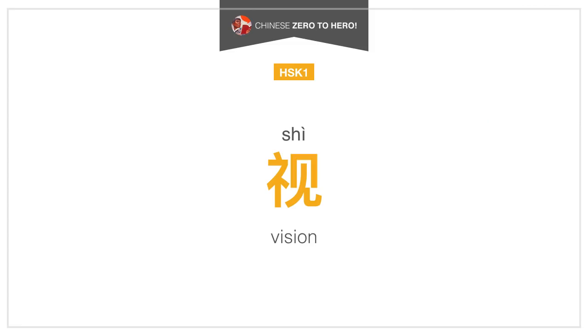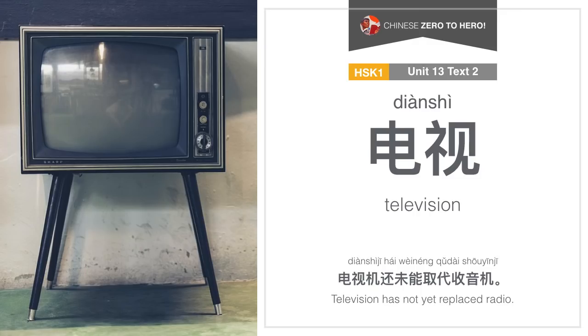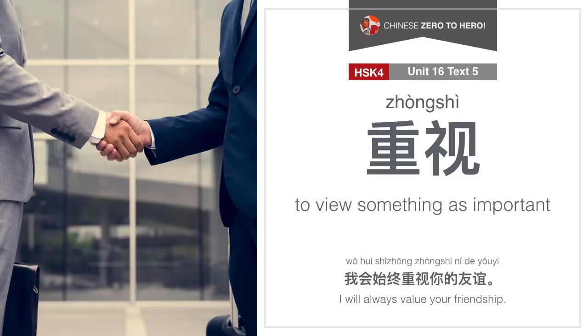The character 视 written like this means vision. In HSK 1, we learn the word television, 电视。电视机还未能取代收音机。Television has not yet replaced radio. And in HSK 4, we learn the word 重视. That means to view something as important. 我会始终重视你的友谊。I will always value your friendship.